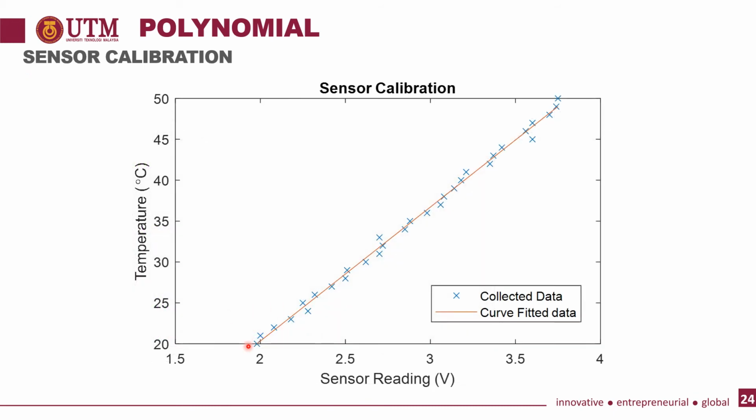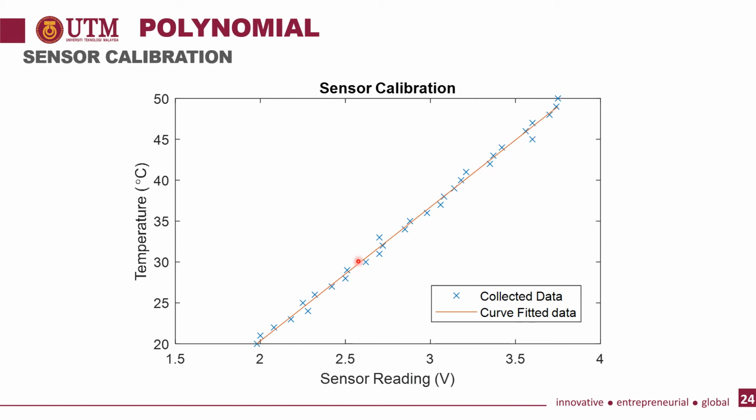You see here, the blue X marks show the collected data, and the orange line shows the curve that you get from the mathematical expression. In polynomial curve fitting, first you have the data, which is represented by the blue X marks here, and then you need to find the mathematical expression of the data.